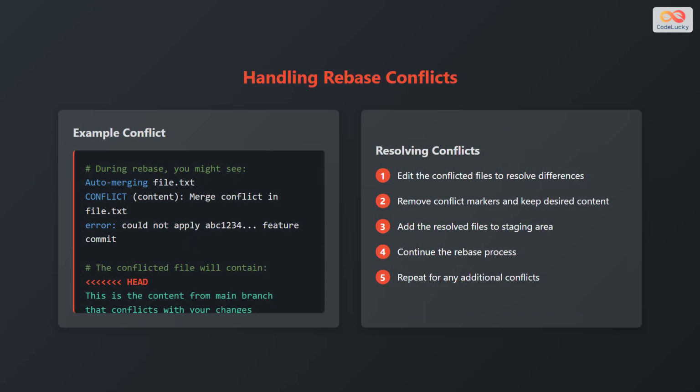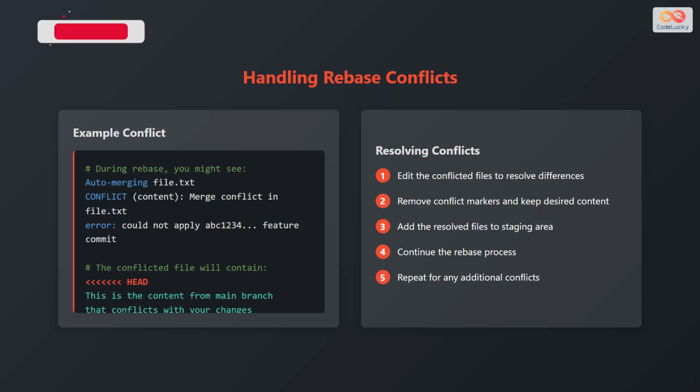During rebase, you might encounter conflicts. An example of what you may see is: Auto-merging file.txt. CONFLICT (content): Merge conflict in file.txt. Error: could not apply ABC1234... feature commit.